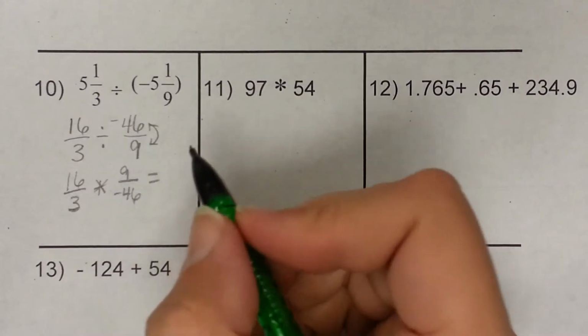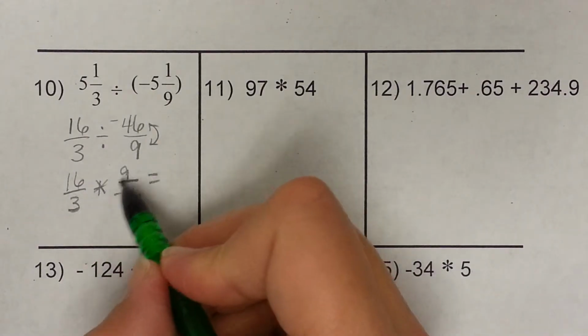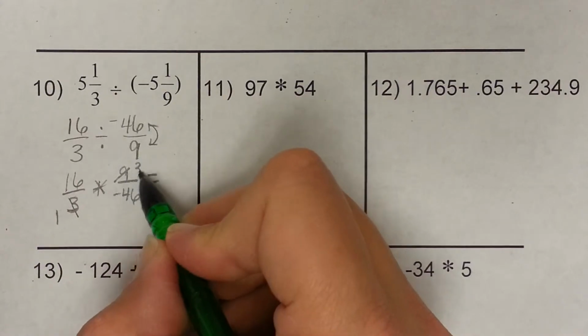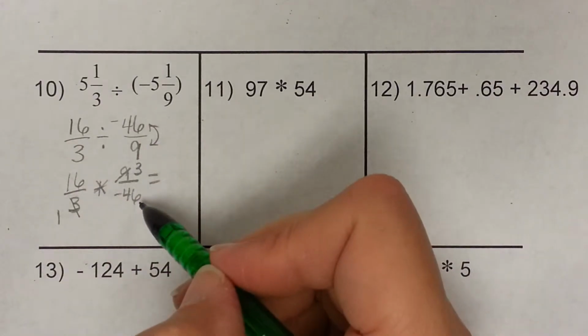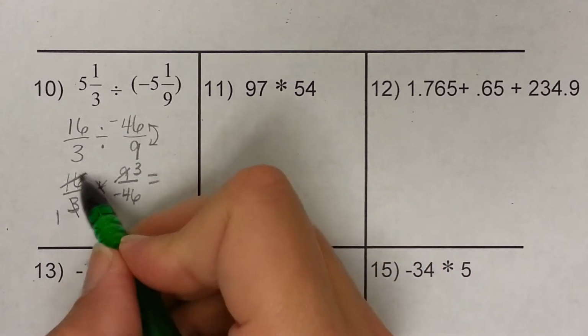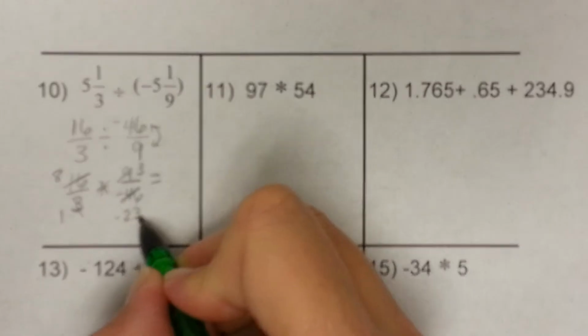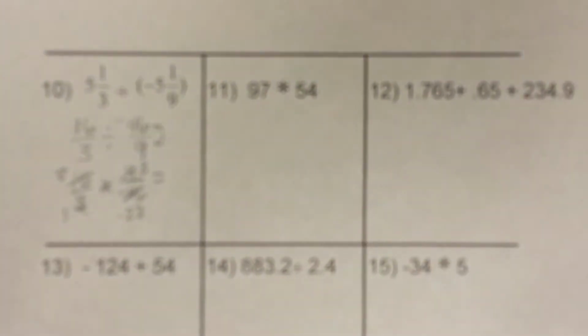Now I'm going to proceed to find some places to cancel so I can reduce early. I notice that 3 goes into both of these numbers, so 3 divided by 3 is 1. 9 divided by 3 is 3. I also notice both of these numbers will cut in half. So I'm going to cut this one in half and make it 8. Cut this one in half and it's -23. I don't see any more opportunities to cancel.